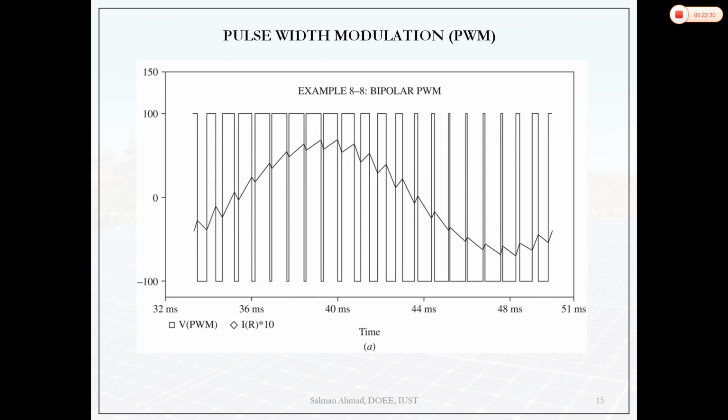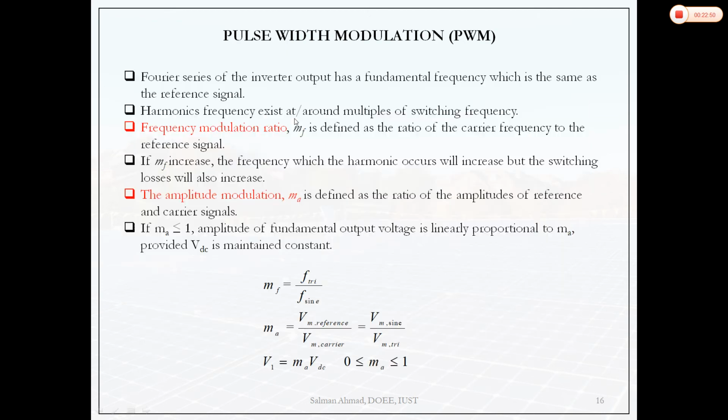Whenever positive voltage is applied across the load, the current will rise like this. Whenever negative voltage is applied, the current will fall. Then again positive voltage is applied, the current is rising. Then again negative voltage is applied, the current will fall, something like this. So the output current will look something like this.